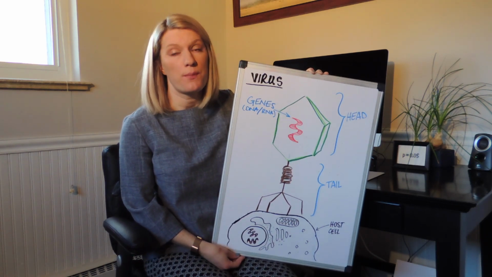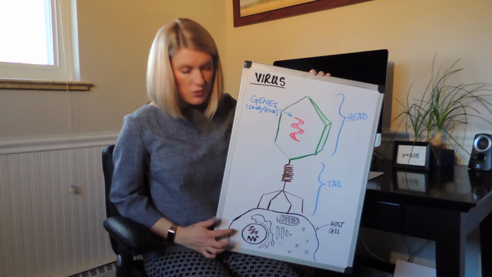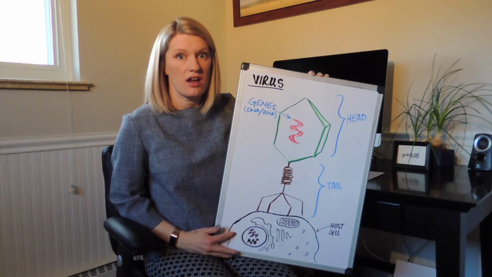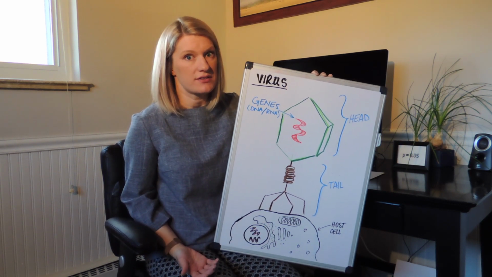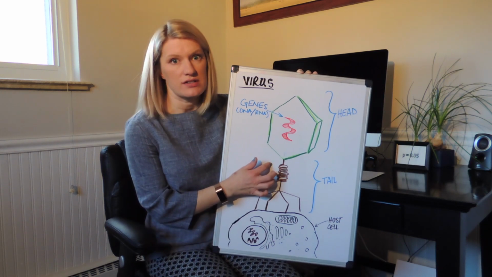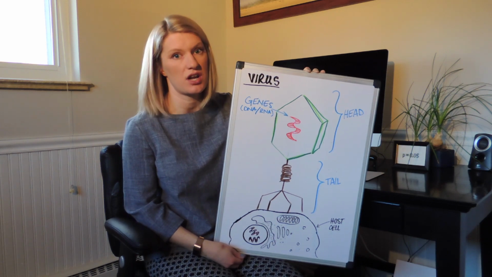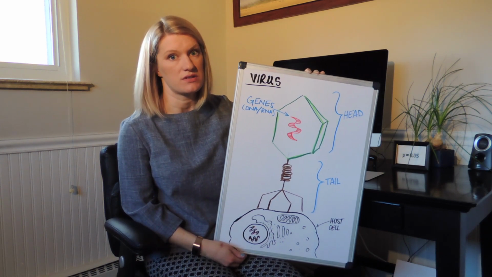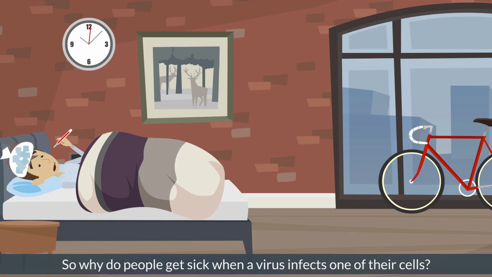A virus's sole purpose is to introduce this genetic material into a living cell. There, it will use the cell to create thousands of copies of the virus. The tail region of the virus helps it attach to the host, and it will also help introduce that genetic material into the host cell. So, why do people get sick when a virus infects one of their cells?